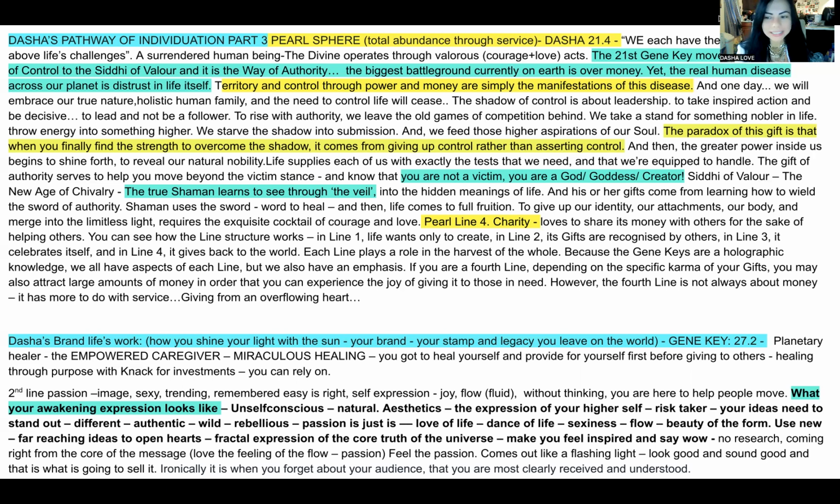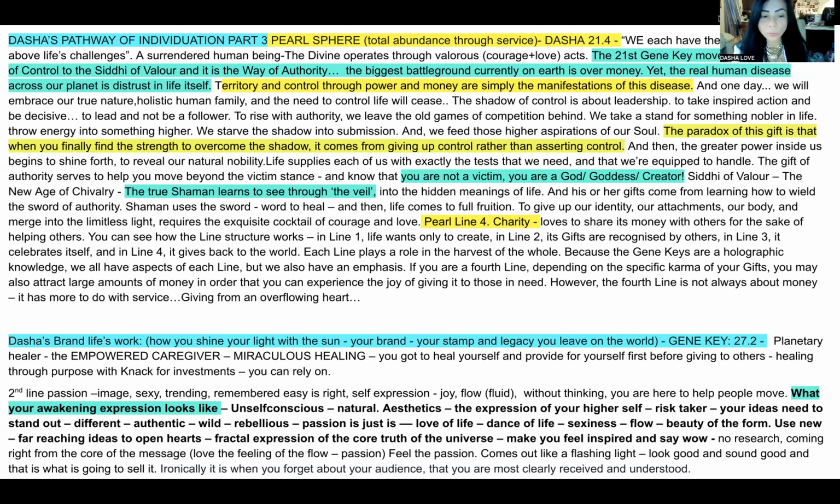So the city of valor, the sword of authority. The shaman uses the sword, uses his word, her word, to heal the self first and then others. And this is how life comes to full fruition. So to give up your identity, your attachment, your body, and merge into this limitless light, it requires this exquisite cocktail of courage and love. So line 4 in the pearl is all about charity. Love to share the money with others for the sake of helping others.